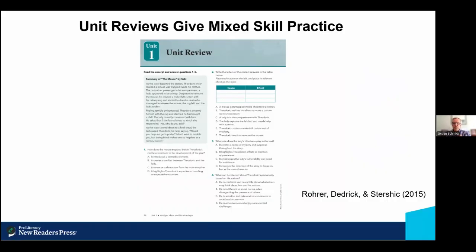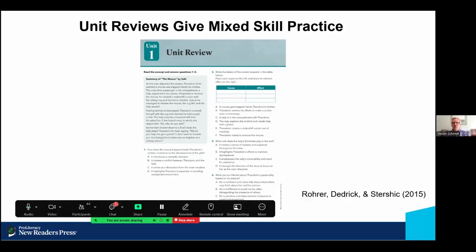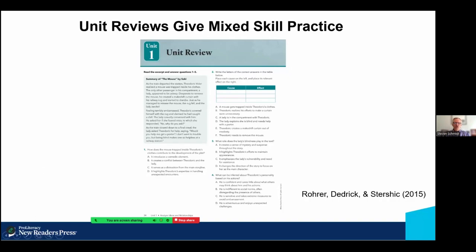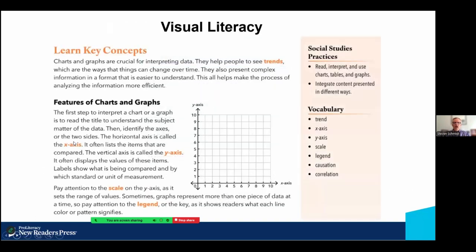And there's some interesting research done by Rohrer in 2015 about the effectiveness of mixed skill practice. A lot of times, if we don't go back and practice the mixed skills, learners don't always remember them. And so these texts do a great job with the mixed skill practice that research shows is so effective.